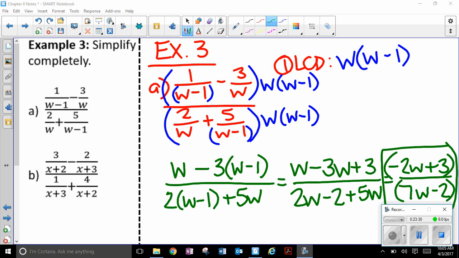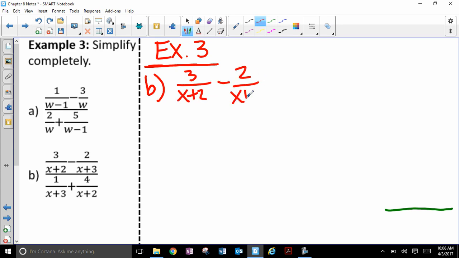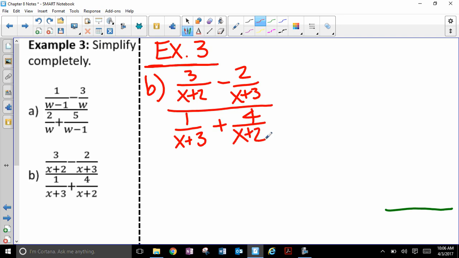All right, last one, part B. All right, so part B, we have 3 over x plus 2 minus 2 over x plus 3. Those are our 2 small fractions. And the top, all over 1 over x plus 3 plus 4 over x plus 2.